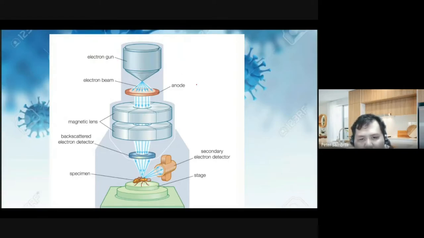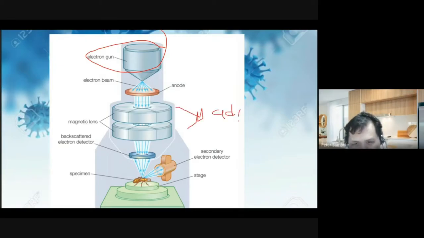So remember, you would be using electron beams here. Now, your electron beams are produced by your electron gun. Your electron gun will produce the beams that will pass through magnetic lenses. Your magnetic lenses, class, act as your adjustment knobs. So that's where you focus if you want to see it more visibly, if you want to adjust the magnification and so on. Then it would pass through and you could actually view the specimen.